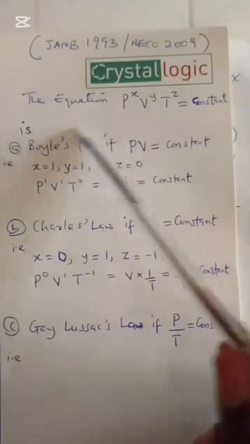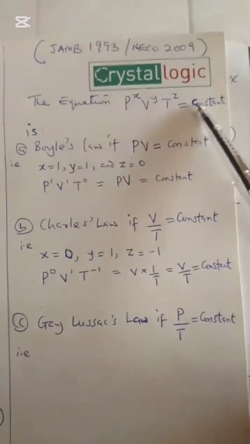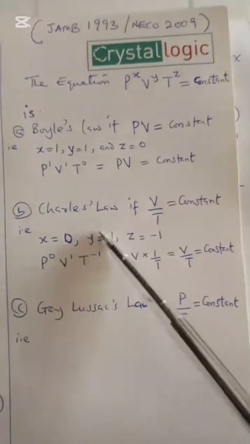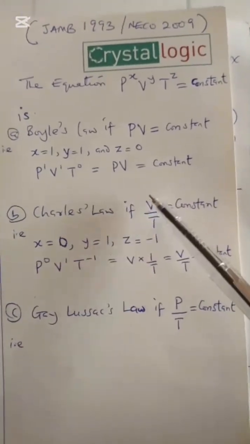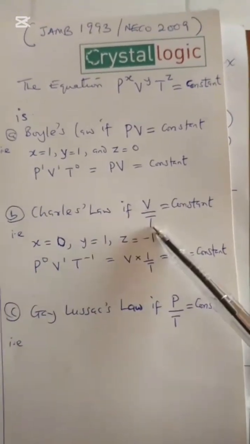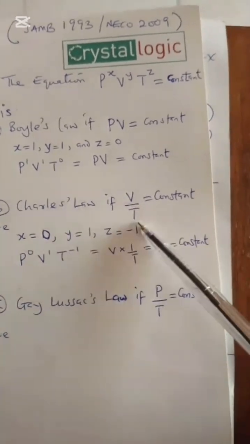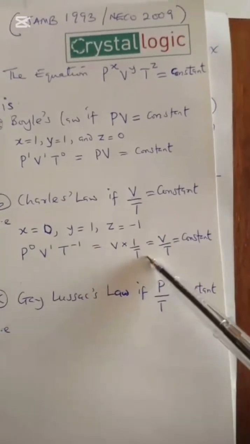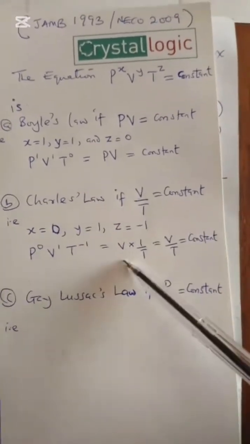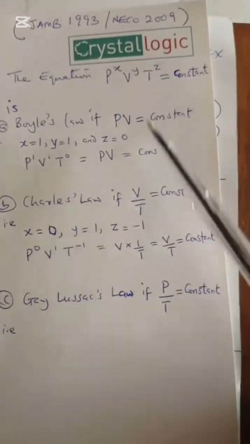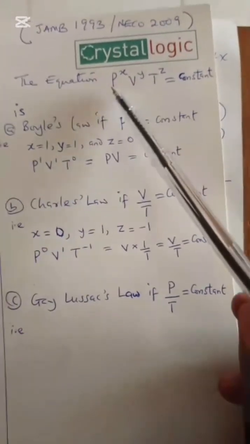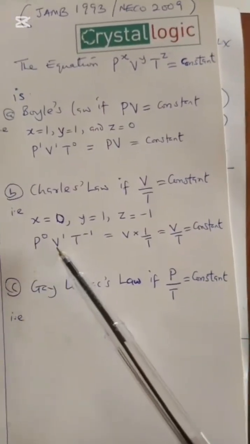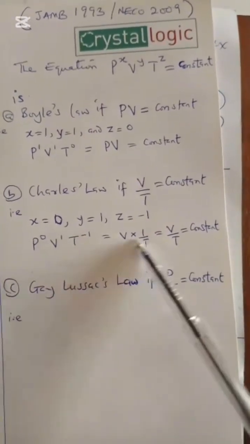Then how can we reduce this equation to Charles' law? Charles' law has volume over absolute temperature, right? Now remember, V over T can be written as V times 1 over T. So basically, P has to disappear. So it becomes P power 0, V power 1, T power minus 1, and then see how that goes.